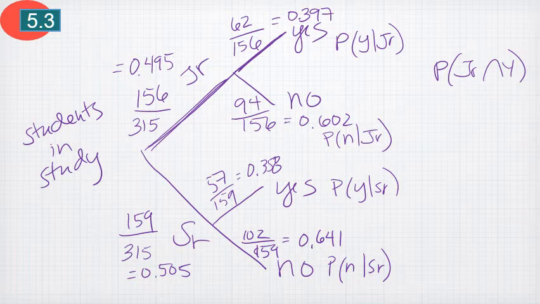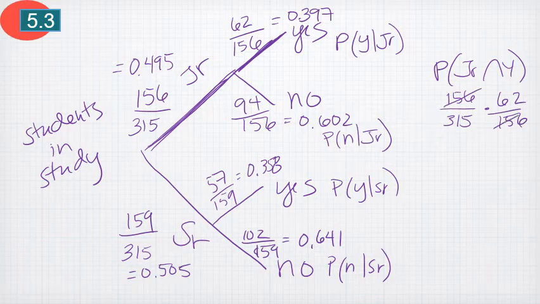Basically, I'm going to take this branch and multiply it by this branch. I'm just going to show you one of these here. It's 156 divided by 315 times 62 divided by 156. Look, they cancel out, so it ends up being 62 divided by 315. When you do that, that's your total right there, which ends up being 0.196, and that's your juniors and yes. So when you multiply the branches, you get those same things.